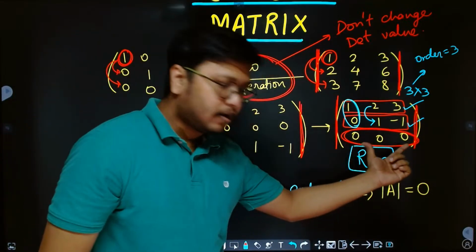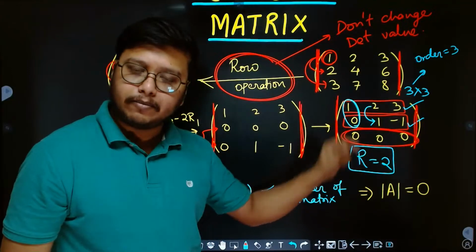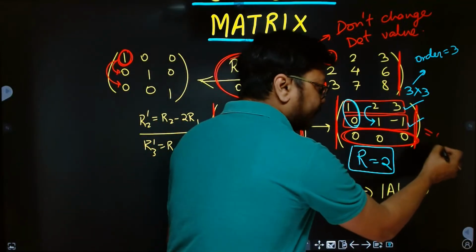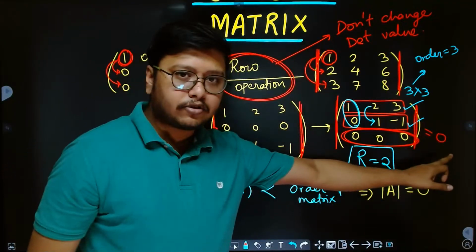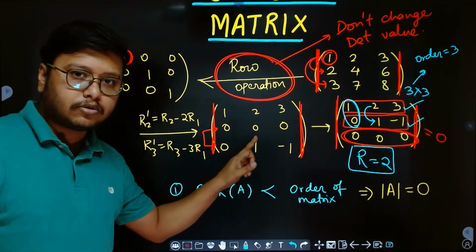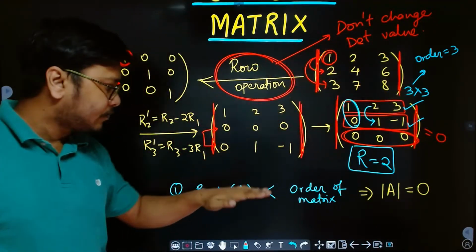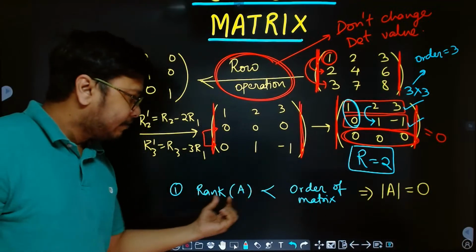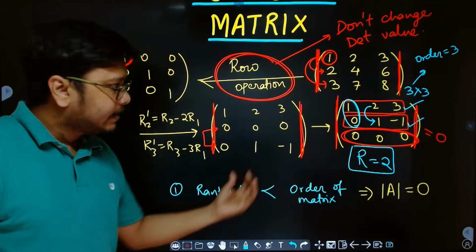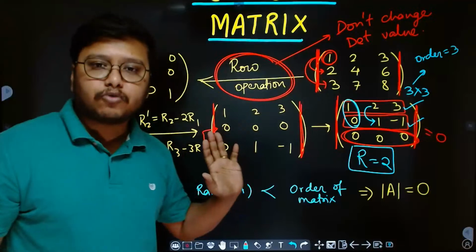So if at least one of the rows is 0, obviously its determinant value is also 0. So if the determinant is 0 at this stage, that means the determinant is 0 here also. That means the determinant is 0 in the original matrix also. From there we get this conclusion that if rank is less than the order, then definitely the determinant value is going to be 0.